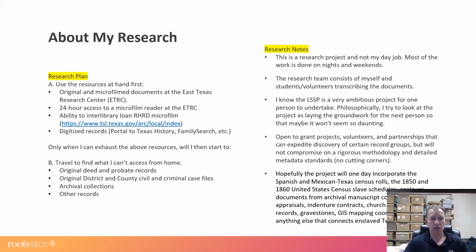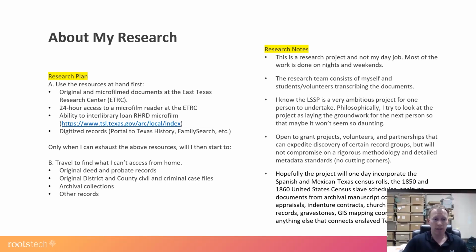So I want to use all the resources that I have at hand first, and I'm really fortunate. We have a microfilm reader in our archives. Through the state of Texas, you can interlibrary loan deed and probate records from almost every county in the state. So I can go through methodically, county by county, and do research on slaves in each county. The image quality is not as great as if I was doing the originals, but it saves a ton of time, and I'm getting all that metadata.